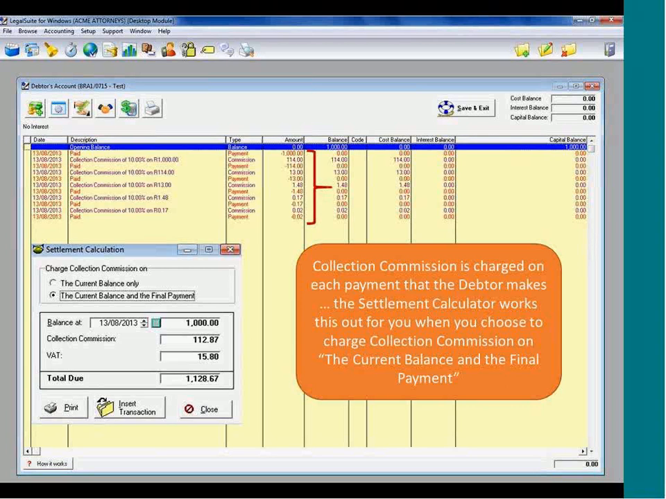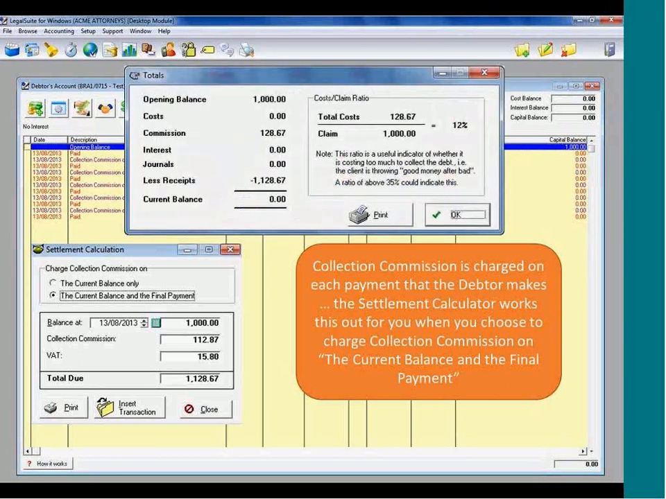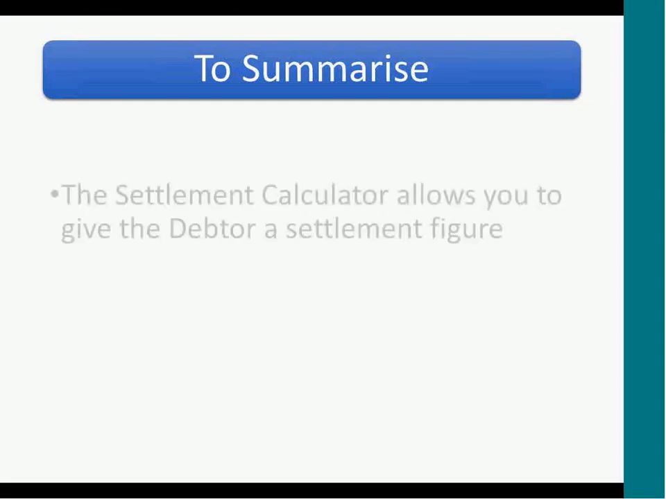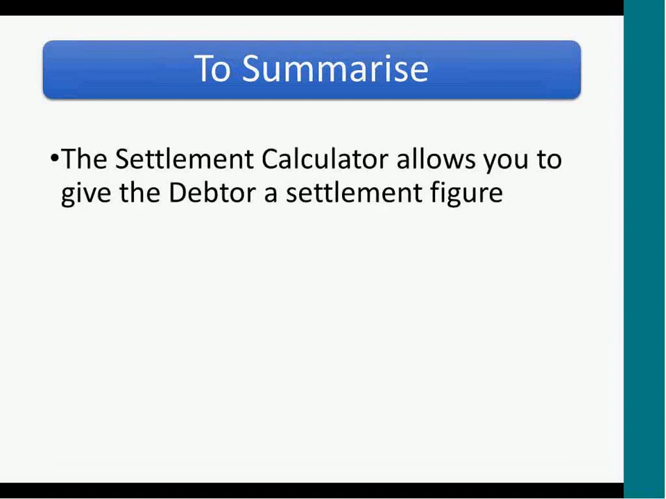So just to summarize, the settlement calculator allows you to give the debtor a settlement figure, interest is calculated up to the date of settlement, and the collection commission is worked out to arrive at a zero balance. The payment can be inserted into the debtor's account at the click of a button.